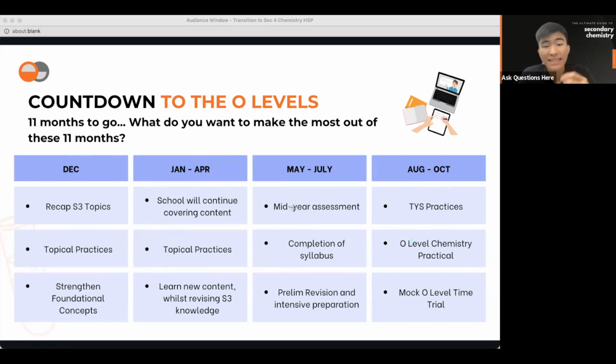So it's not the prelim exam, but rather the real O-level exam, the chemistry practical. Okay, and there will also be mock O-level time trials. Of course, schools will always give these for students to prepare themselves better for the exam as well. So what can we do to help reduce our stress level and strategize for the long term, in the year to come?